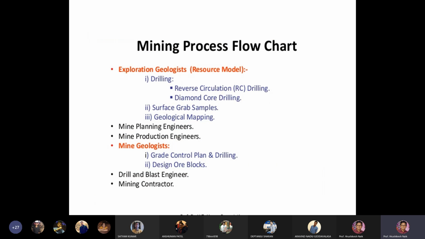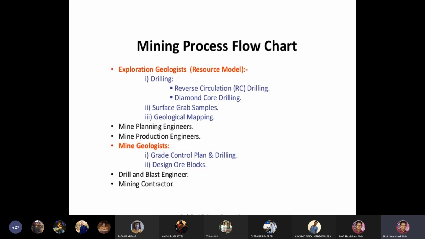Whatever method of mining, surface mining methods you are adopting, you have to go through some mining process flow chart. First, the geologists have to explore the mineral deposit with the help of geological information, by drilling holes. Reverse circulation drilling and diamond core drilling are carried out to estimate the reserve resource. Then surface grab samples are collected to find out the grade of the deposit.